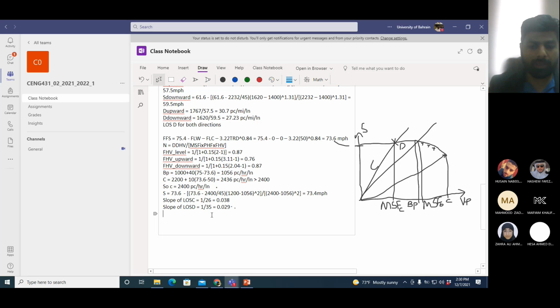I'm trying to calculate the maximum service flow rate using this equation now, and n is kept as 2. So it will be 2700, the design volume, divided by 2 lanes, into 0.85, the peak hour factor, into FHV. I have to do it separately for level and upward; level is the same as downward as well. Keep in mind FHV was the same. So this is for level and downward. How much is MSF here?